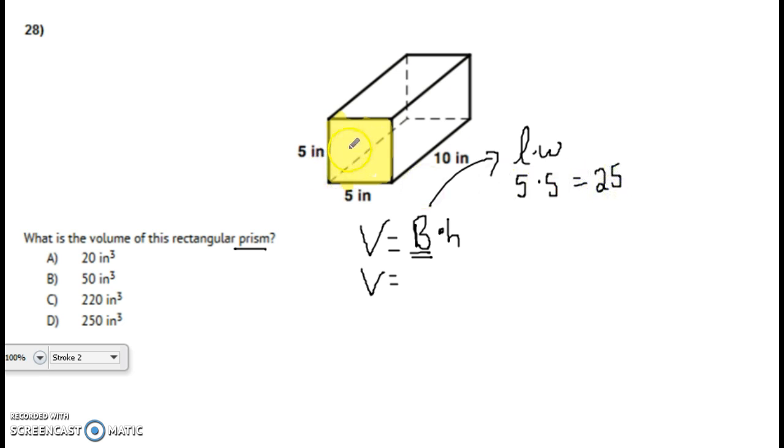And that's just the area of the base. So we're going to plug that in for big B. And then the height is from the base to the top, so the height is 10. And if we multiply that out, we would get 250. And volume is always in units cubed.